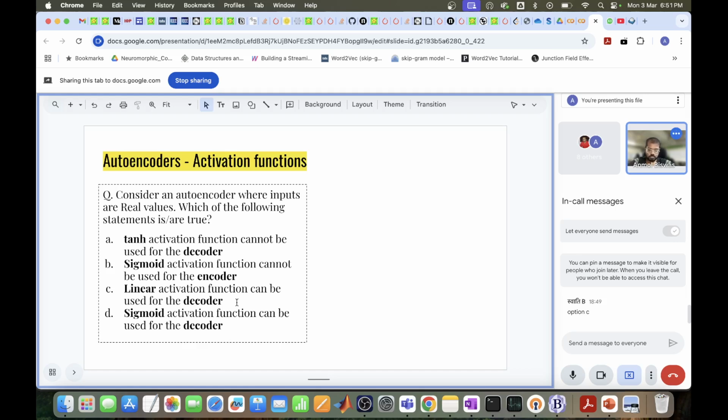The other part is, of course, if linear can be used or should be used, then it means that something else cannot be used. Which means that A is also true. A is saying that tanh cannot be used for the decoder. This is true because what we want to use is linear, we don't want to use tanh. So A and C are the correct options.